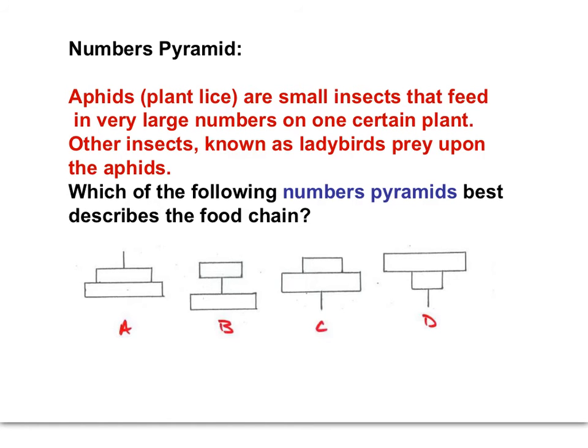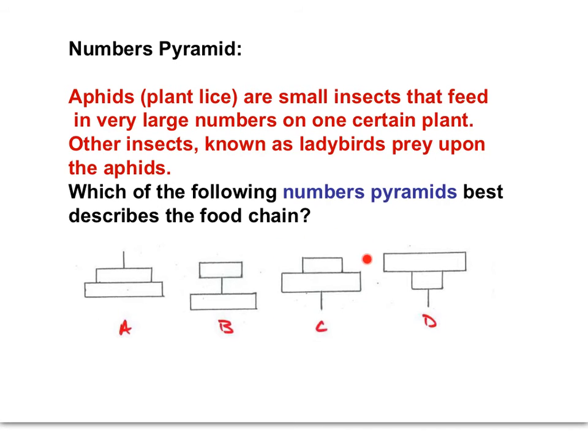So here's a chance to practice your understanding of numbers pyramids. Aphids, plant lice, are small insects that feed in very large numbers on one certain plant. Other insects, known as ladybirds, prey upon the aphids. Which of the following numbers pyramids best describes the food chain? You can turn the movie off now or follow along with me.